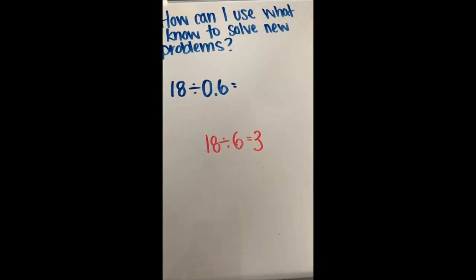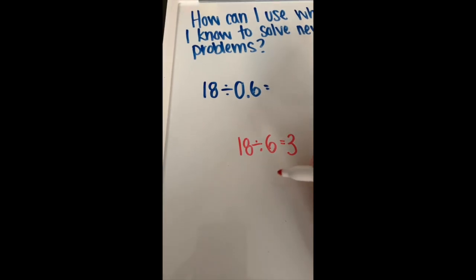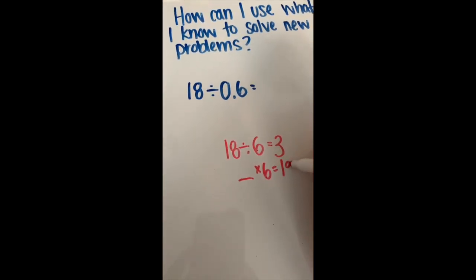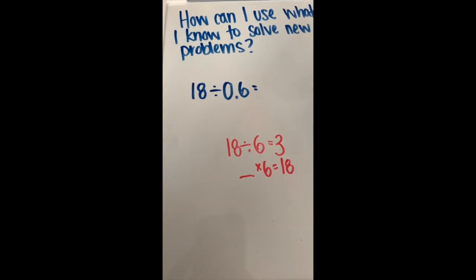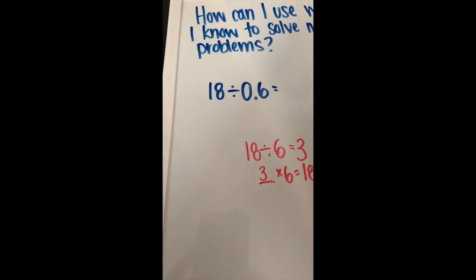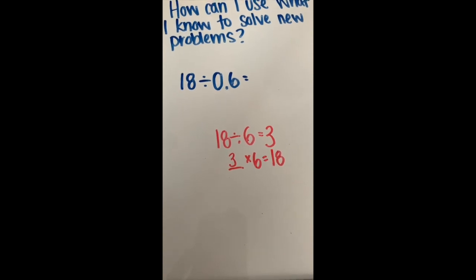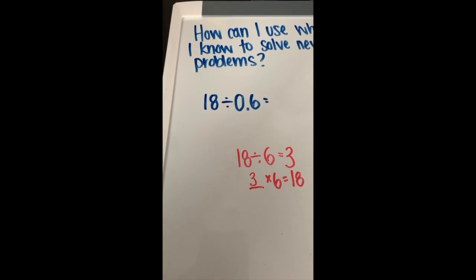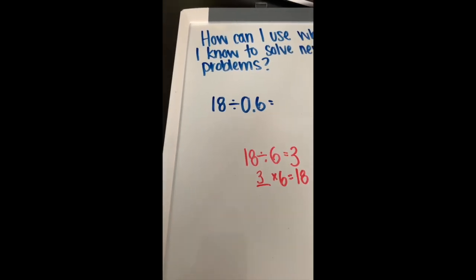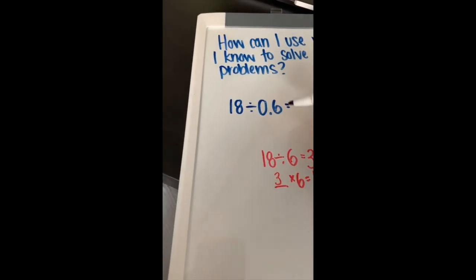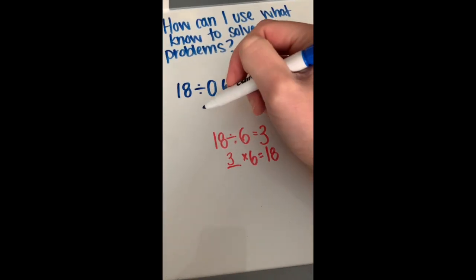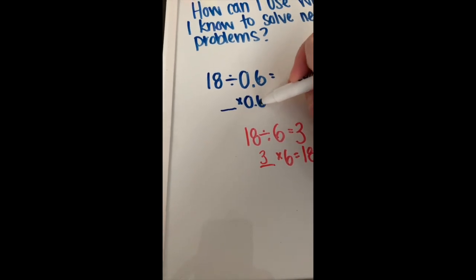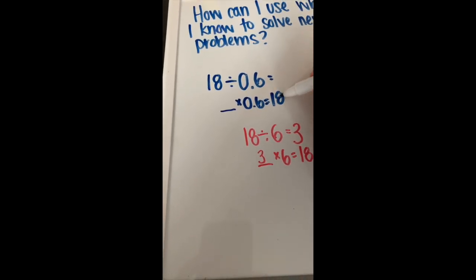When we're trying to figure out 18 divided by 6, we're trying to figure out how many groups of 6 are in 18. And we determined that there are 3 groups of 6 in 18. So now let's return to this new problem, 18 divided by 6/10. Well, similarly to down here, I do know that I'm trying to figure out how many groups of 6/10 are in 18.